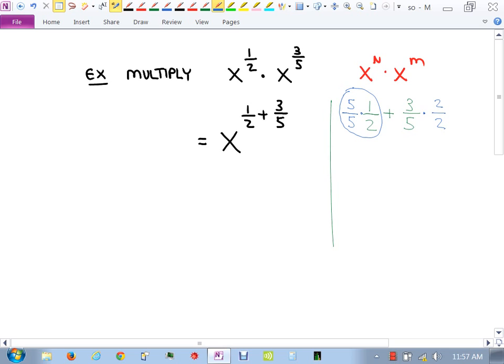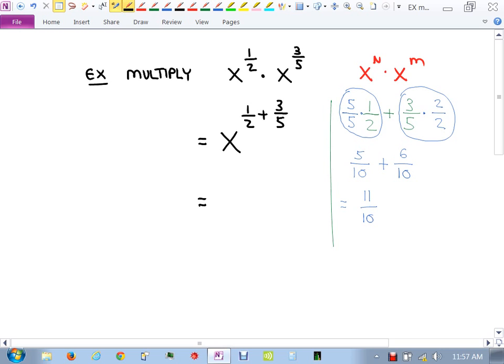Multiply straight across. 5 over 10. And then this one over here becomes what? Multiply straight across. 6 over 10. Now that you have the same denominators, 5 plus 6 is 11 over 10. Right? So 1/2 plus 3/5 is 11/10.